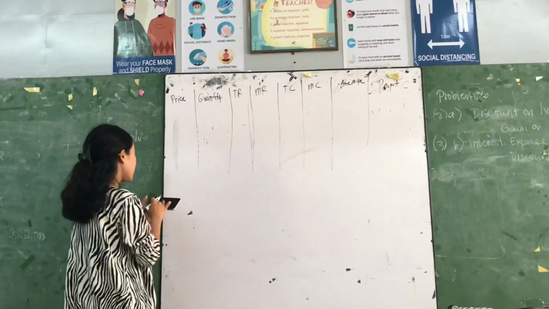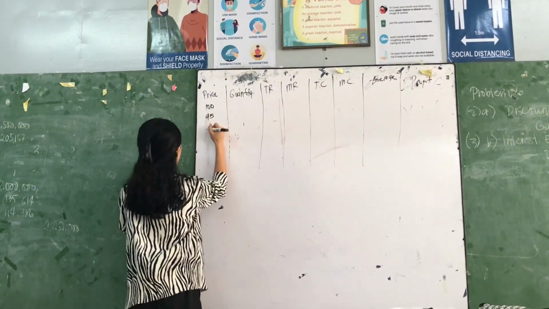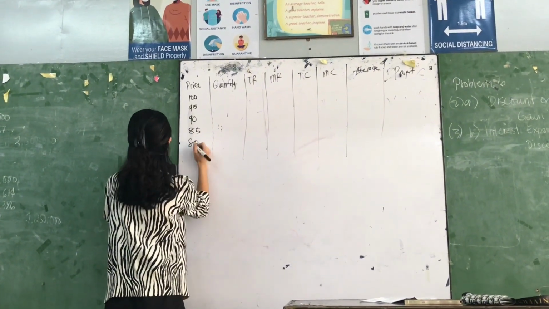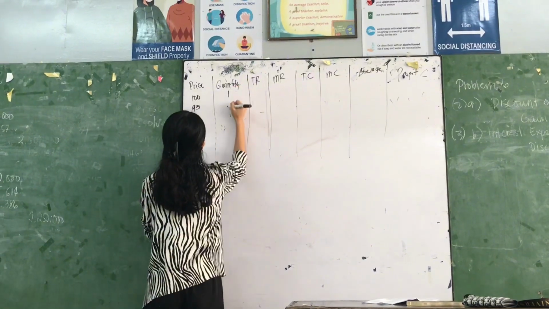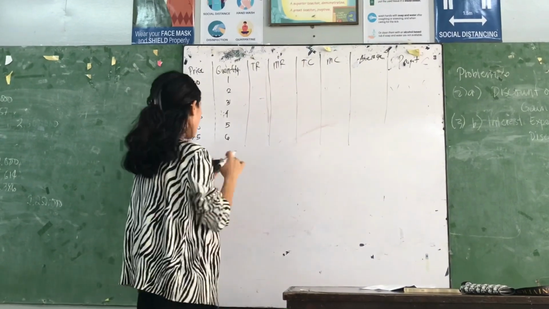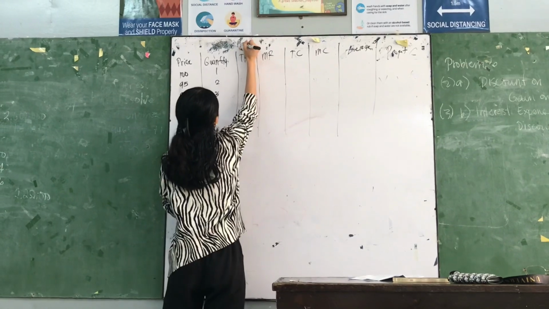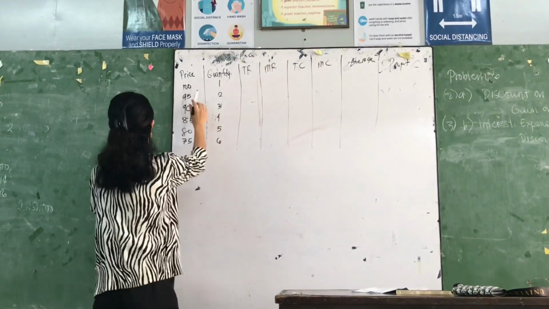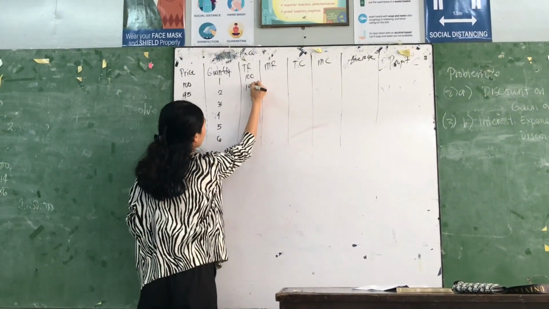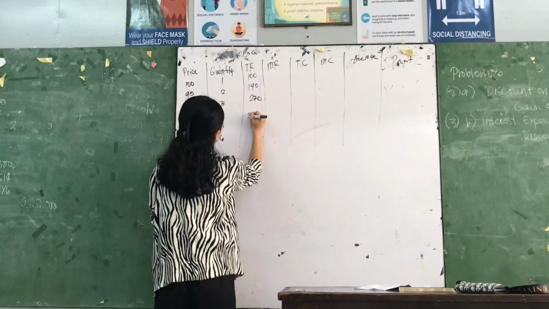So the price is already given. So the price 100, 95, 90, 85, and 80, and 75. One, two, three, four, five, six. So how to get the total revenue? So the formula of total revenue is price times quantity. So 100 times 1 equals 100. 95 times 2 equals 190. So 90 times 3 equals 270. And so on.